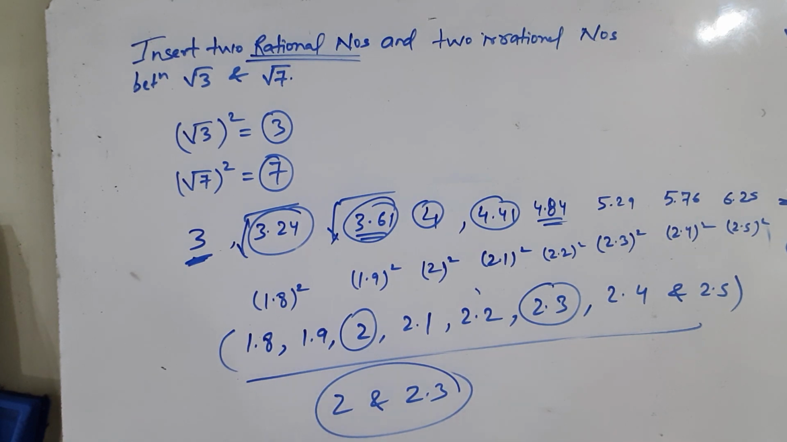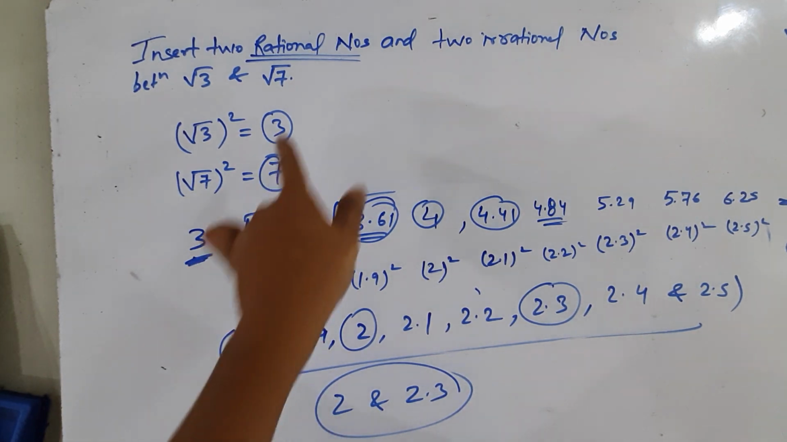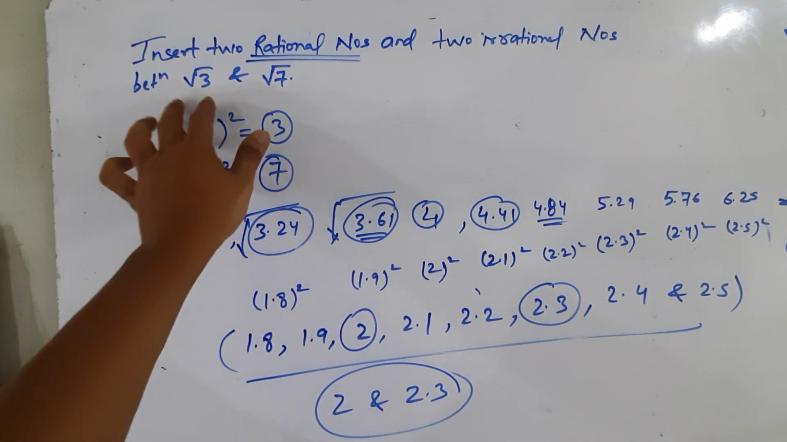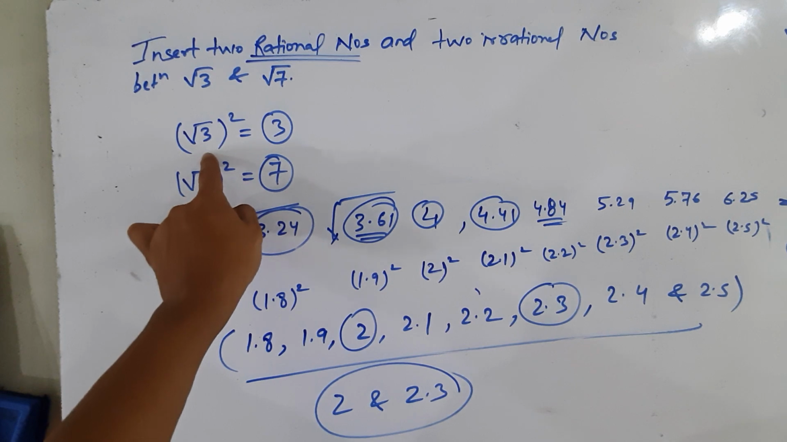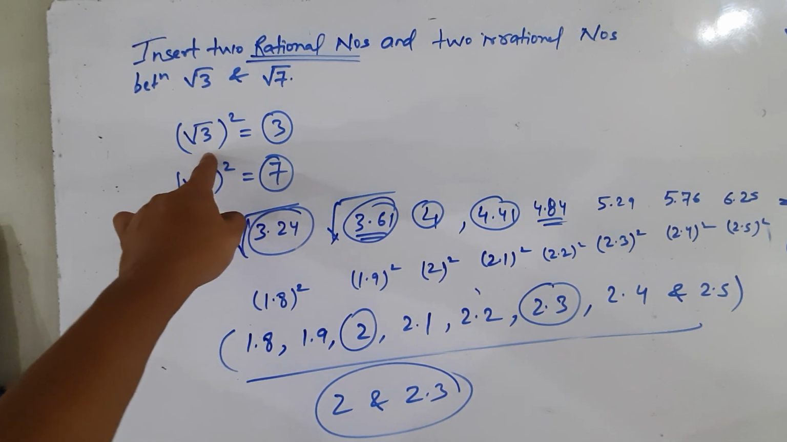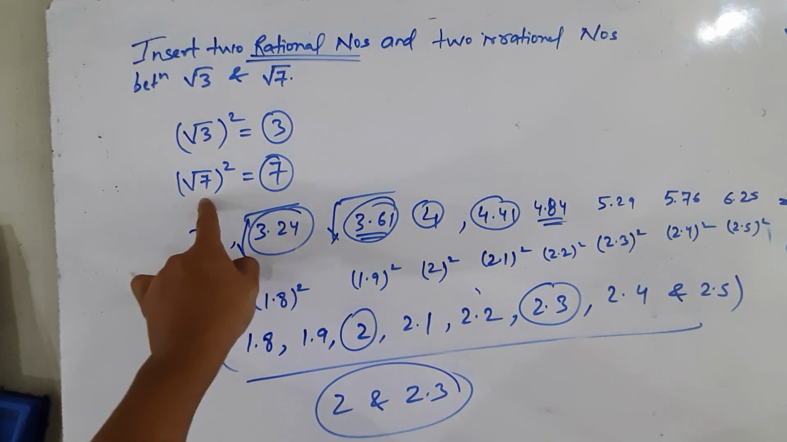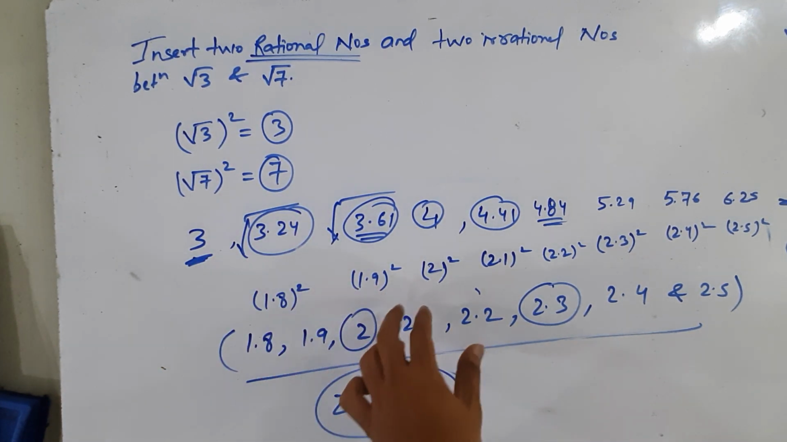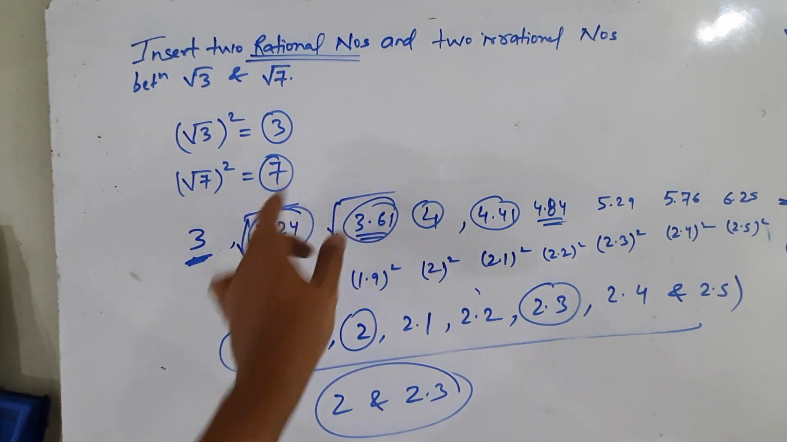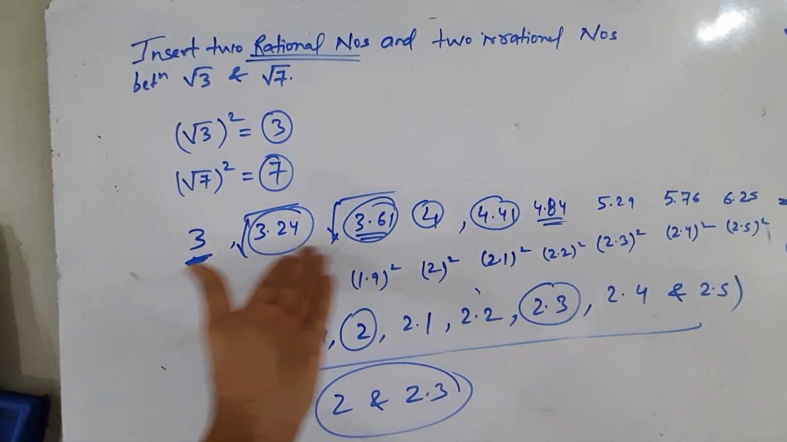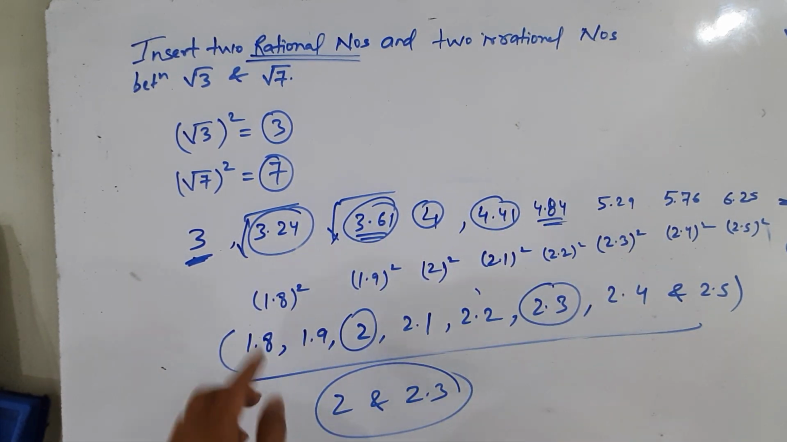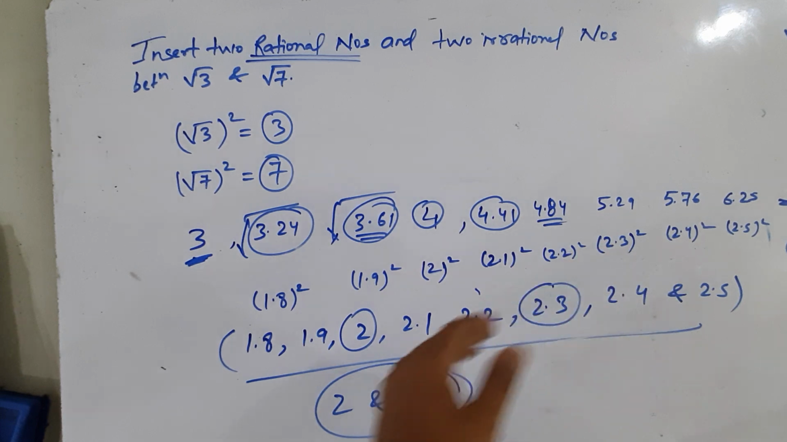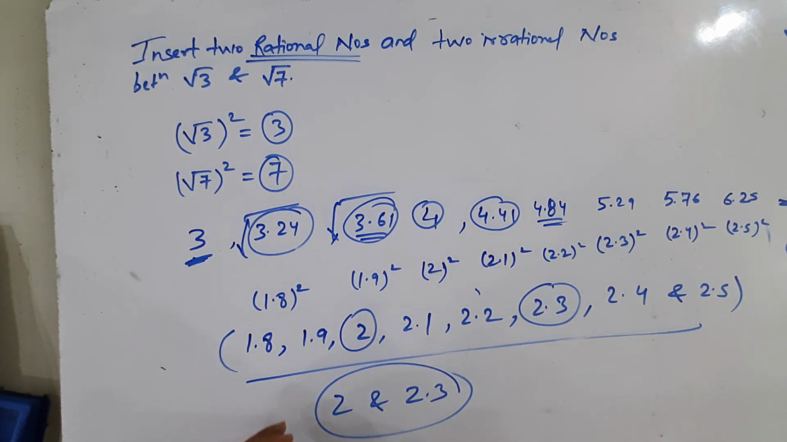Now I'll talk about how to insert irrational numbers. But before I proceed, just a simple recall of how to insert rational numbers. First we have to take the square of the given numbers. The square of root 3 will be 3 and the square of root 7 will be 7. Now we have to consider those numbers between 3 and 7 which are perfect squares. The square root of any of these numbers will be a rational number.